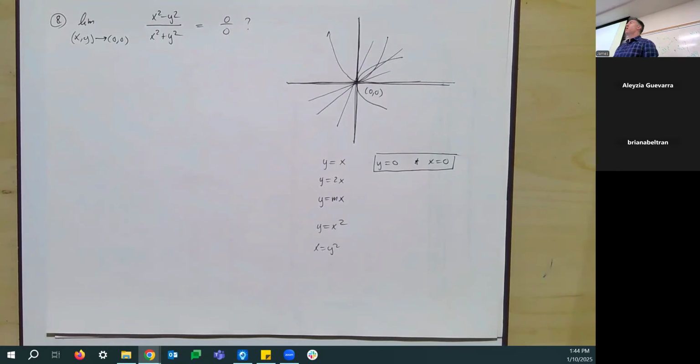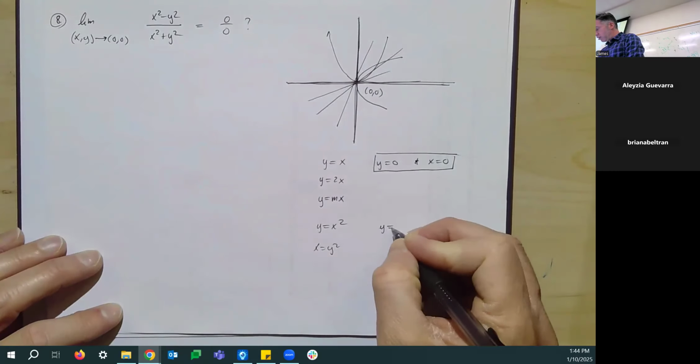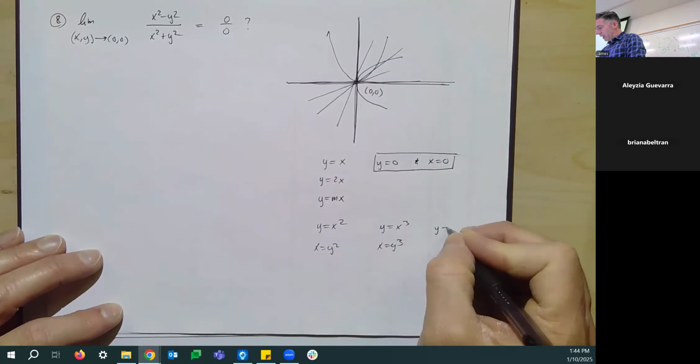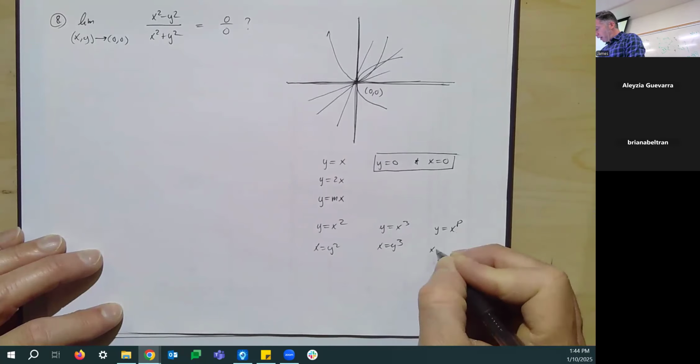I usually don't pick those. Standard choices are powers of x, powers of y. So you could do y equals x cubed, x equals y cubed, and then really y equals x to any power, x equals y to any power.